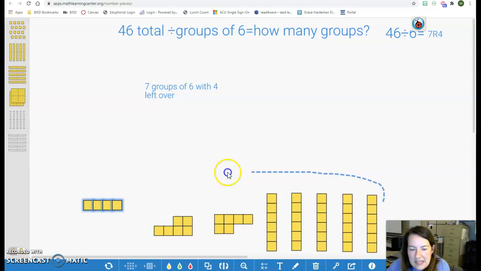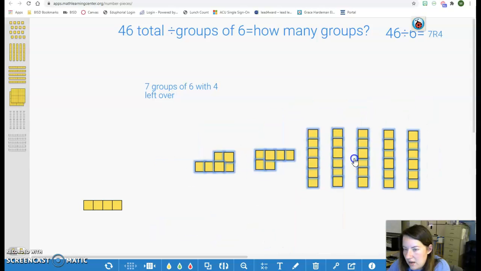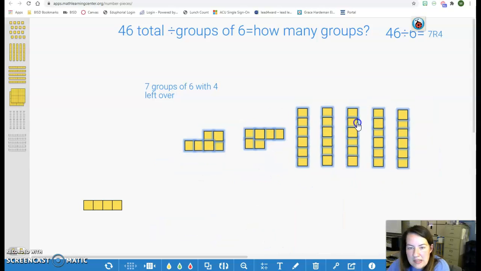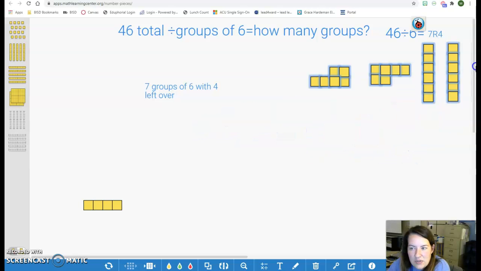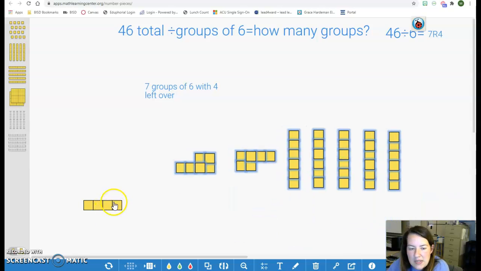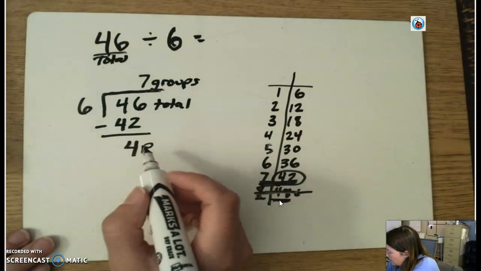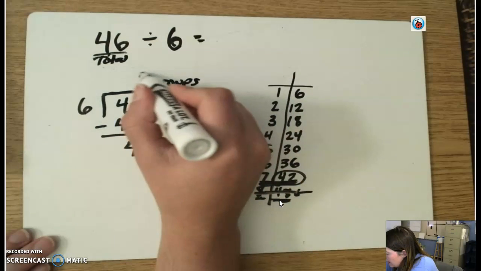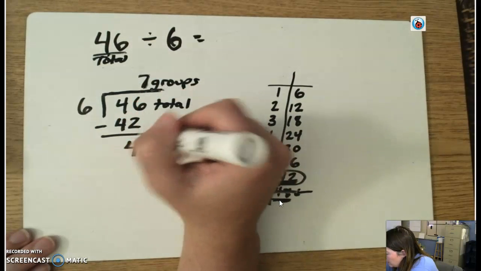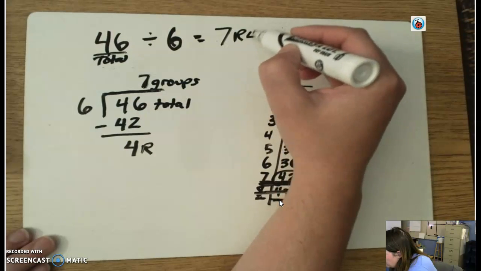Because I know my groups of 6, I had 7 of them. So all of these was 42 pieces. And if I take those away, I know I am left with my 4 leftover pieces here. 1, 2, 3, 4. So it looks like this. My answer is still the same thing. I have 7 groups with a remainder of 4. So the answer still is 7, remainder 4.